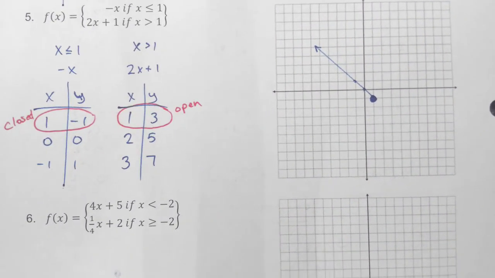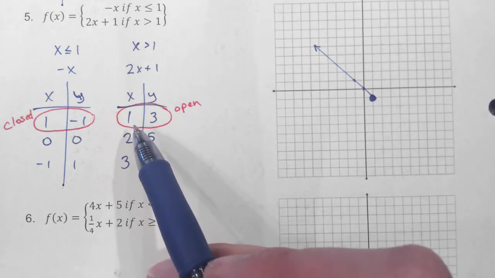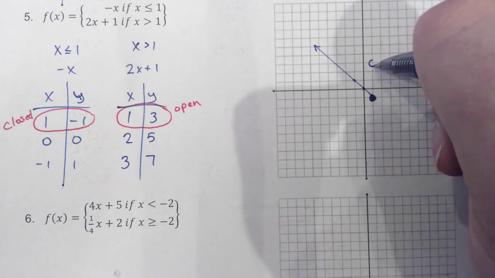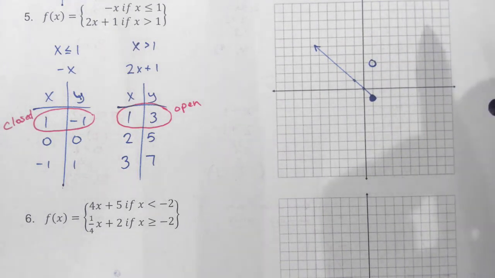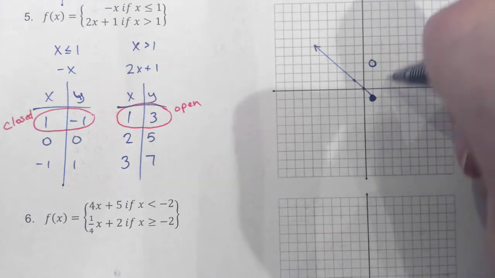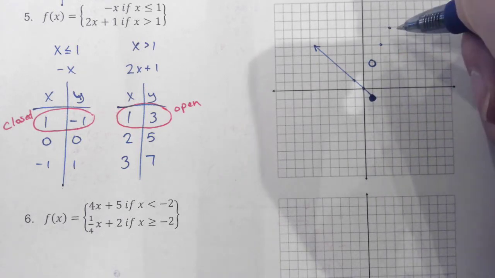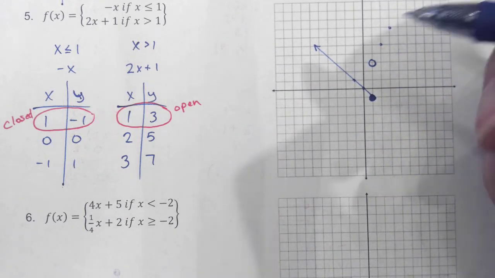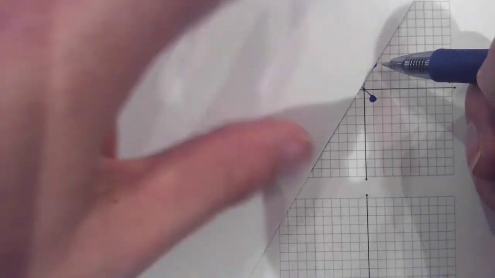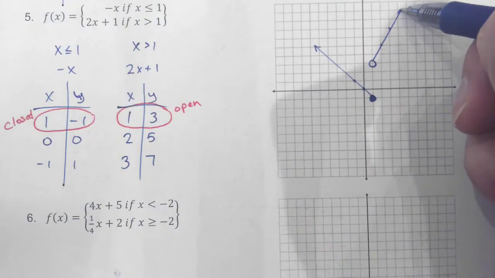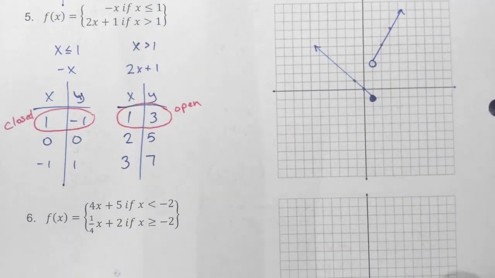Okay, next one. Open circle at 1, 3. So big open circle at 1, 3. Then you go right 2, up 5. Right 3, up 7. And start at that big open circle and go in the other point's direction. And there you go. Another piecewise function graphed.